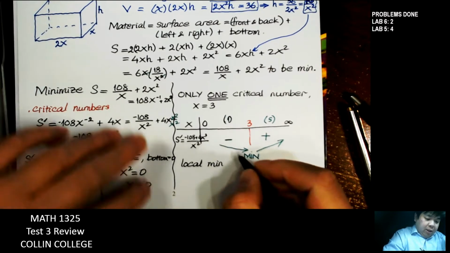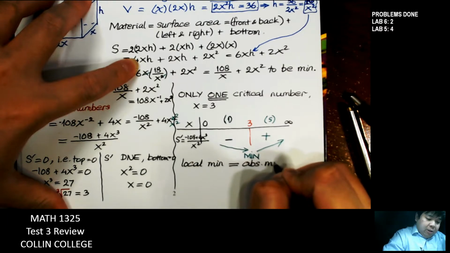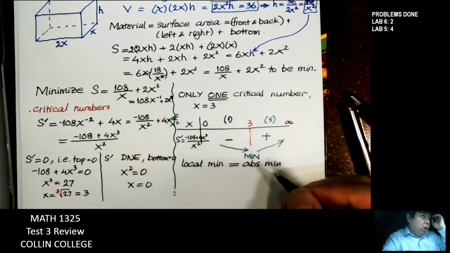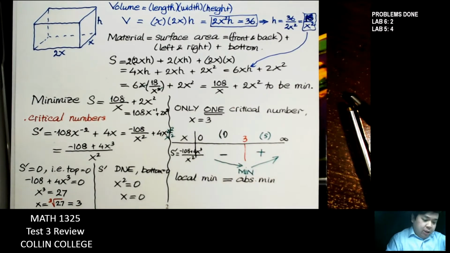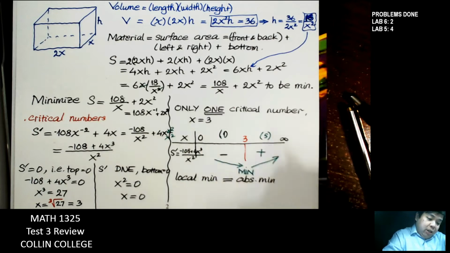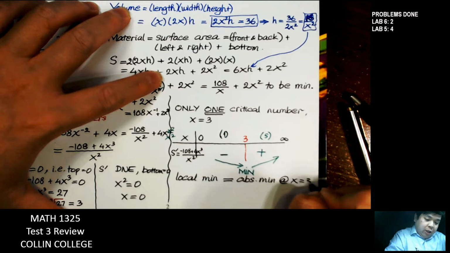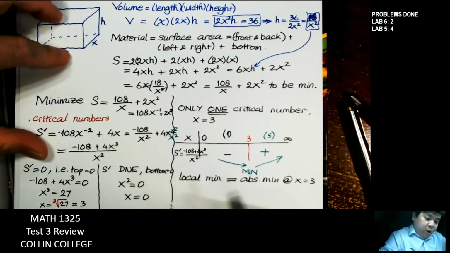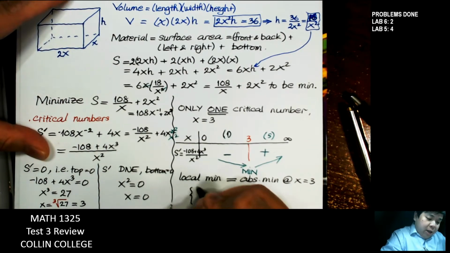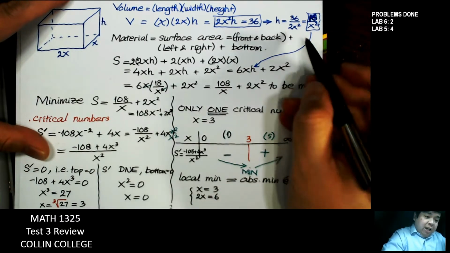Because it is the only critical number, the local minimum is also the absolute minimum. So the local min is also the absolute min, because this is the only critical number. So we know the absolute min will occur at x equal to 3. And finally, put it back into this box.